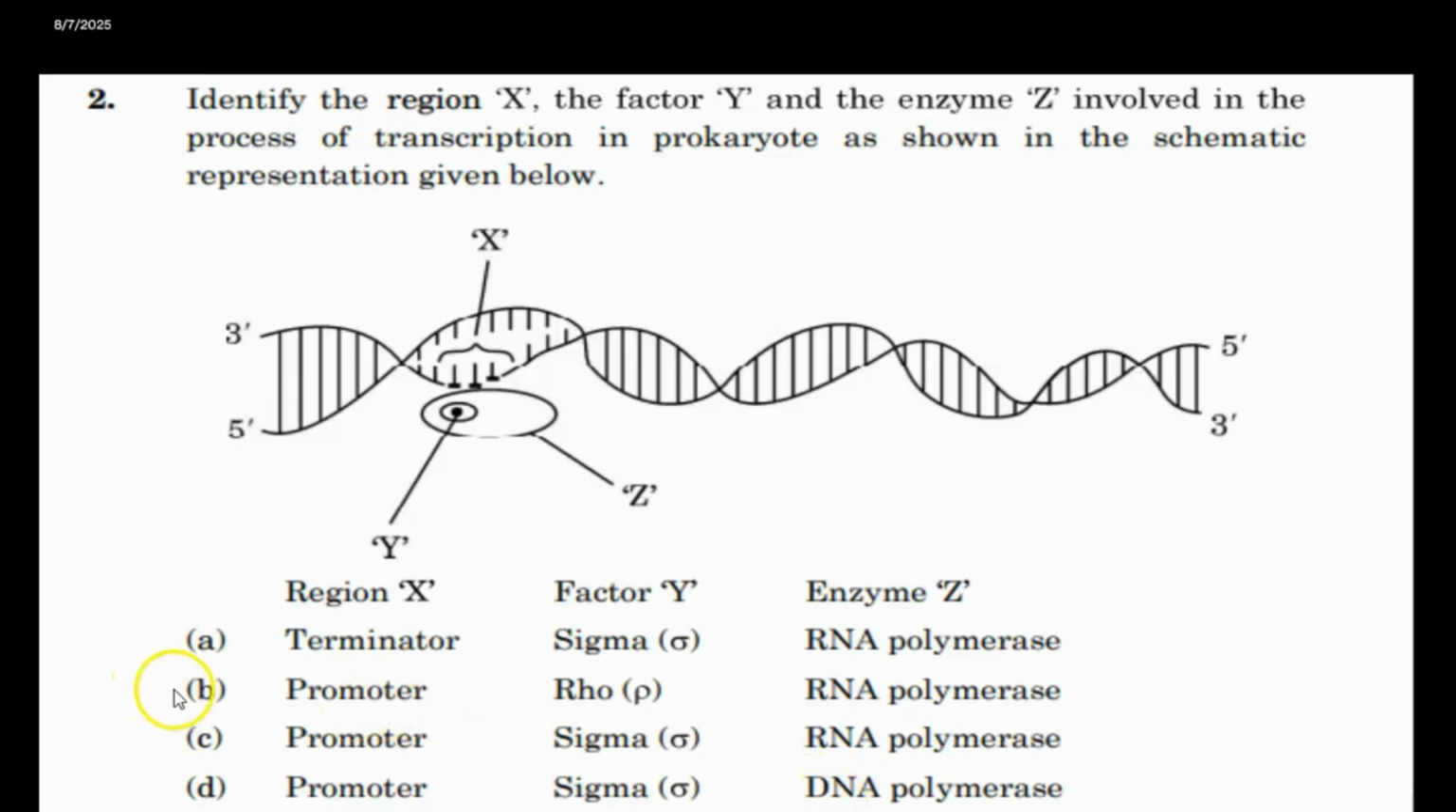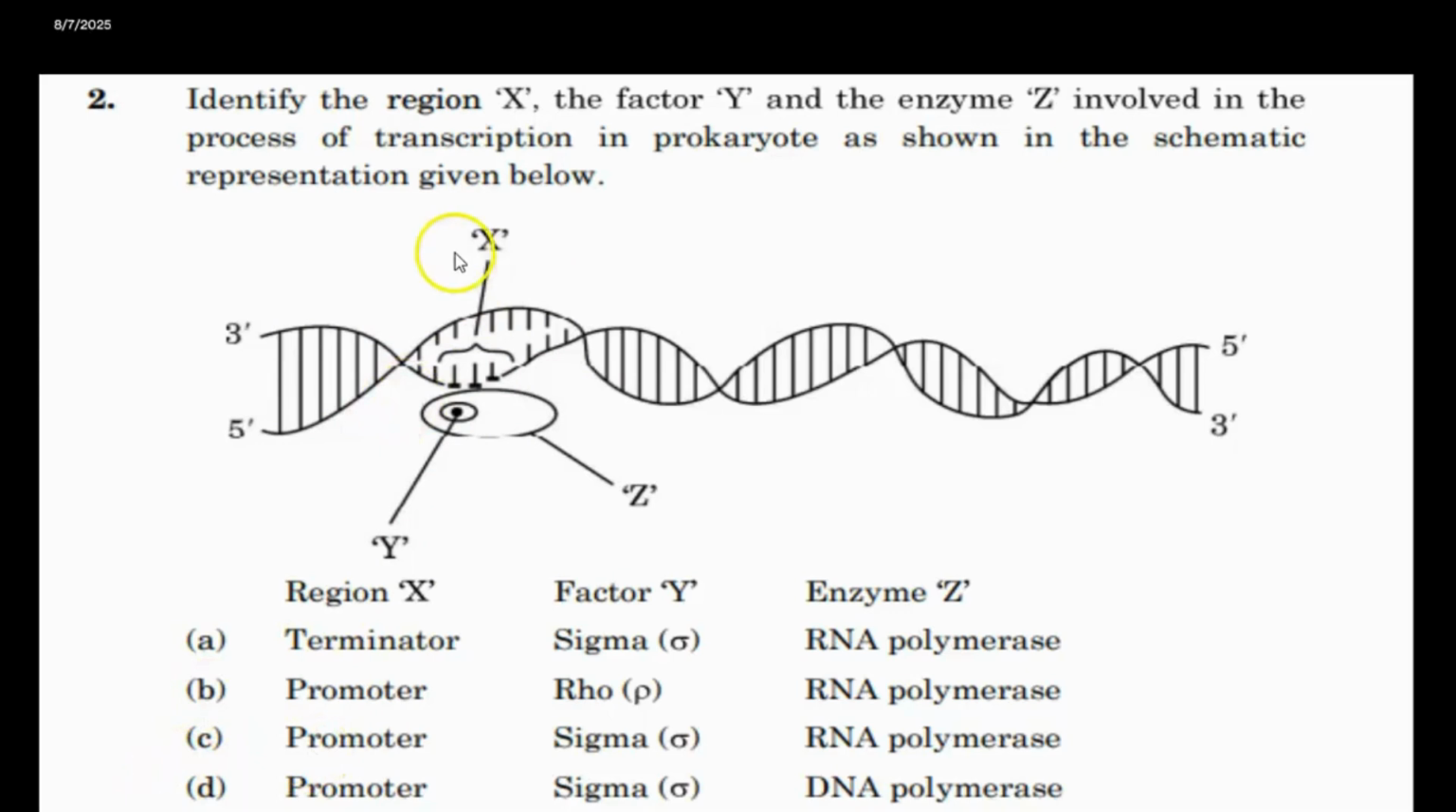Then only remaining one as B and C. Here sigma is there, rho is there. Understand that sigma factor is related to initiation. Rho is always related to termination. So we are not talking about termination here, only about the initiation process. See, this process is only in the beginning stage. So definitely B won't be the answer. So the answer is C.